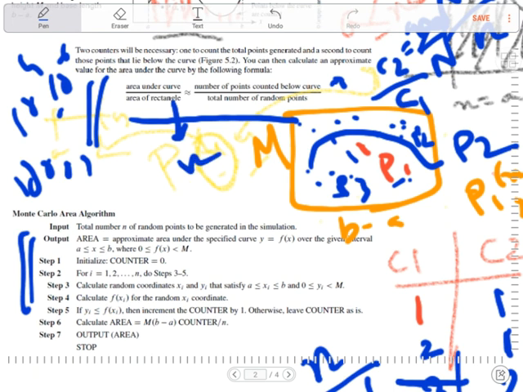Okay, the area is the approximate area of the specified curve y equal to f(x) over the given interval. So this is the interval.